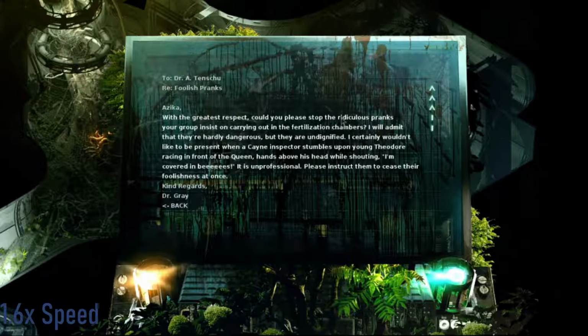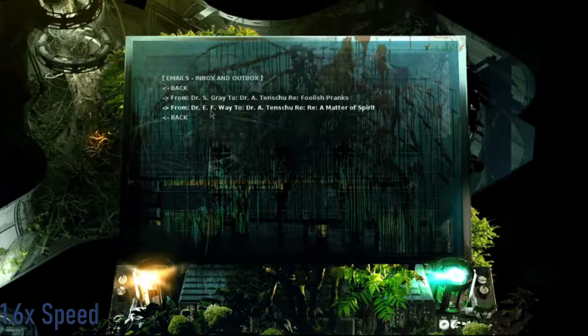Asuka. With the greatest respect, could you please stop the ridiculous pranks your group insists on carrying out in the fertilization chambers? I will admit that they are hardly dangerous, but they are undignified. I certainly wouldn't like to be present when an inspector stumbles upon young Theodore racing in front of the Queen, hands above his head while shouting. It is unprofessional. Please instruct them to cease their foolishness at once.